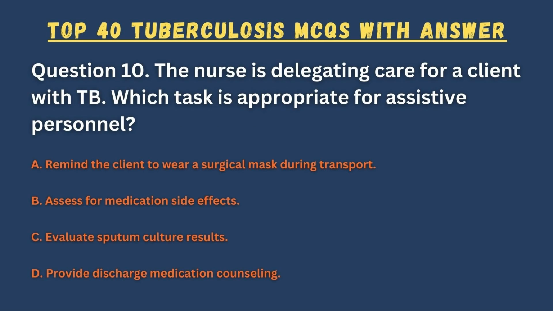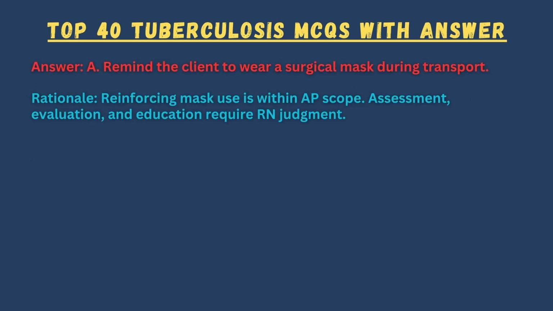Question 10. The nurse is delegating care for a client with TB. Which task is appropriate for assistive personnel? A. Remind the client to wear a surgical mask during transport. B. Assess for medication side effects. C. Evaluate sputum culture results. D. Provide discharge medication counseling. Answer: A. Reinforcing mask use is within AP scope. Assessment, evaluation, and education require RN judgment.